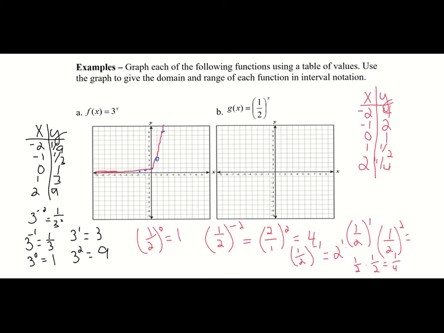We're going to go ahead and plot those points. So I have -2, 4, so that will be right here. -1, 2 is right here. 0, 1, 1, 1/2, so right about there, and then 1, 1/4. It's going to be a little bit lower. It's a little hard to do. And I'll go ahead and draw the line. And again, it's going to ride right along that x-axis, but never touch it.